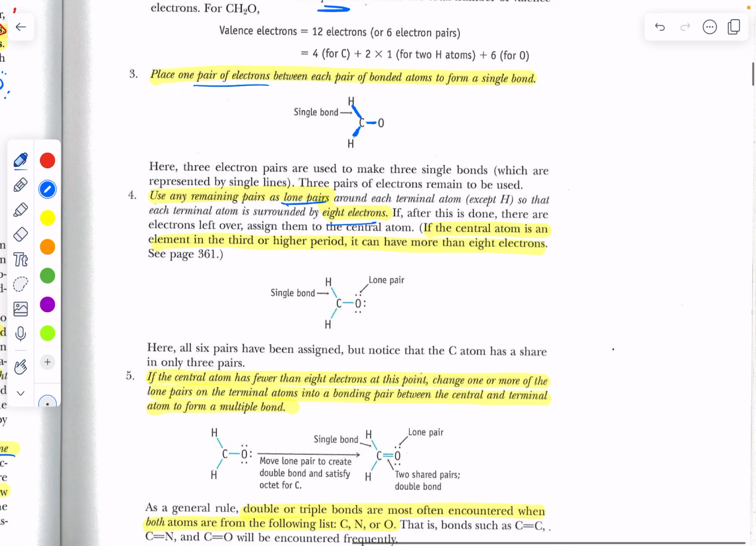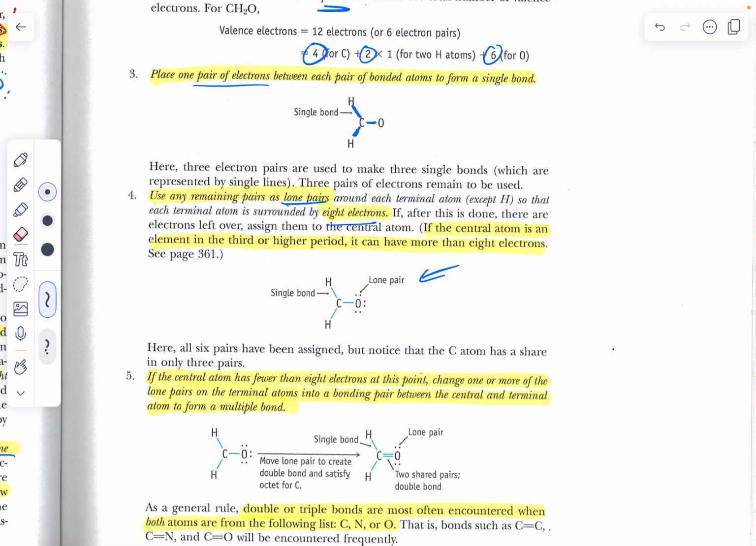Now in this particular case, in the molecule that you see here, we've now used up all of our electrons. So carbon had 4, and then we had our 2 hydrogens, each with 1, and then we had our 6 electrons for oxygen. So we had a total of 12 electrons. So we have 2, 4, 6, 8, 10, 12 electrons. And we might say, okay, I'm done. I've used up all my electrons. I'm out of here. Well, not so fast, Kemoslabi.